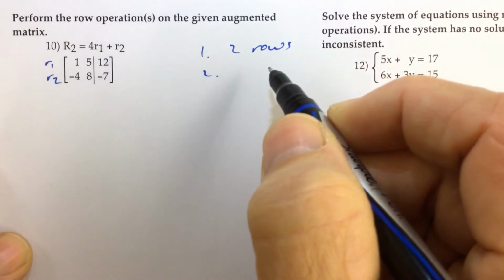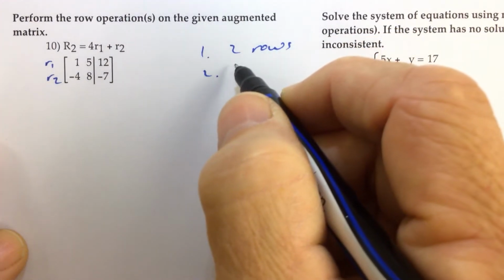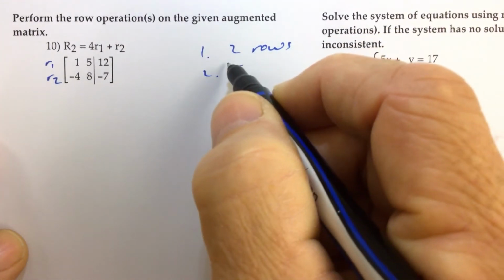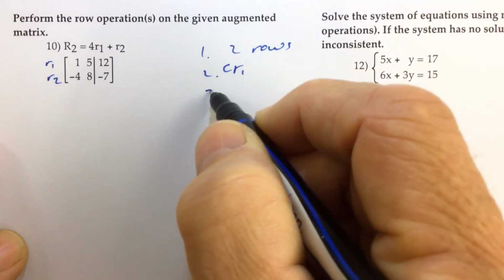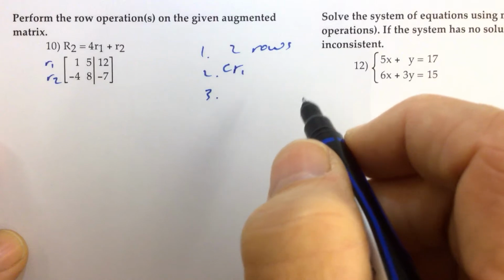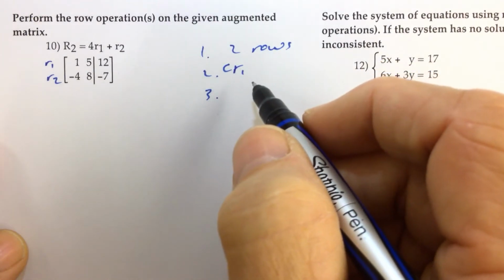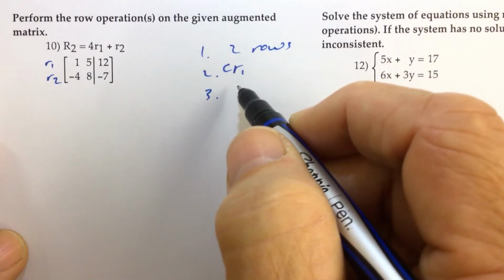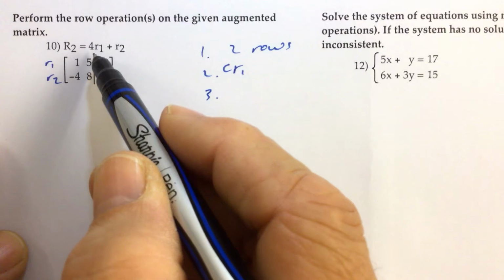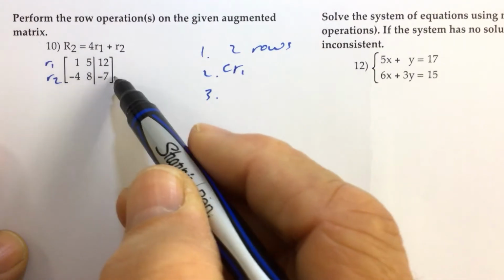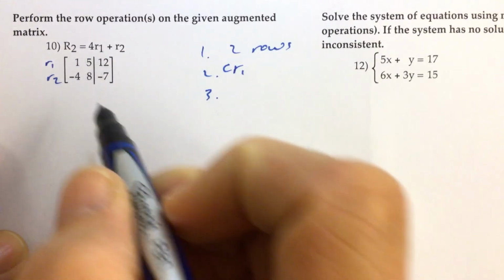You can replace a row by a non-zero multiple of that row. Like you can multiply row 1 by some constant, or you can multiply row 2 by a constant or whatever. And the third one is you can replace a row by the sum of that row and a non-zero multiple of another row. Like you can take this right here. You can multiply row 1 by 4. That's what we're going to do here. And then we're going to add that to row 2, and then we're going to replace row 2 with that new thing.